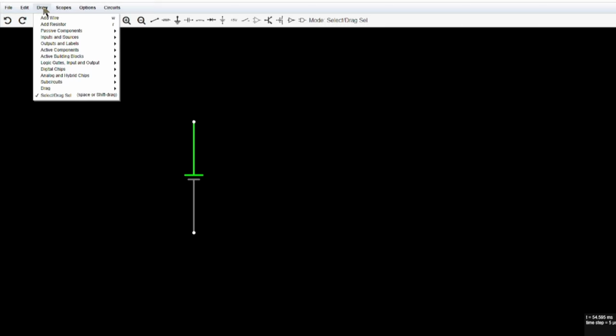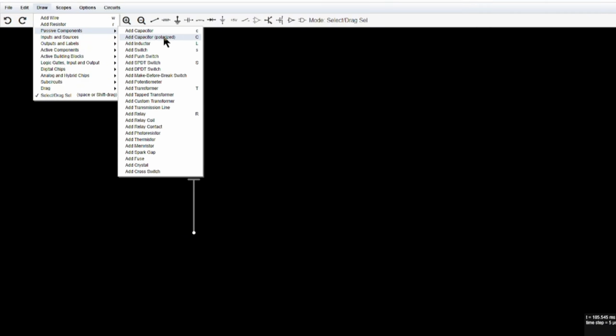Then we have to add a couple of resistors. Either you can use R on the keyboard and draw that resistor, or if it's hard for you, you can just go over here and add resistor. Another option is to go for draw and add the resistor from this side, or you can use it from the passive components and find the resistor at this point.